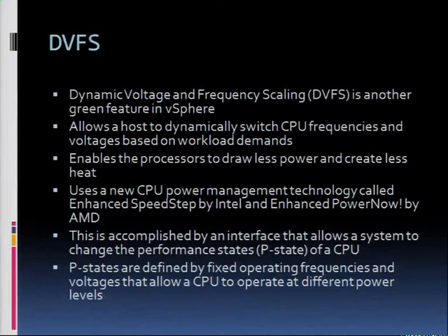So basically what it does is enable the processors to draw less power and create less heat, which results in overall power savings. It uses a new CPU power management technology called Enhanced SpeedStep by Intel and Enhanced PowerNow by AMD. This is accomplished by an interface that allows the system to change the performance states, which are P states, of a CPU. And we'll talk about those more in detail. P states are defined by the fixed operating frequencies and voltages that allow the CPU to operate at different power levels.